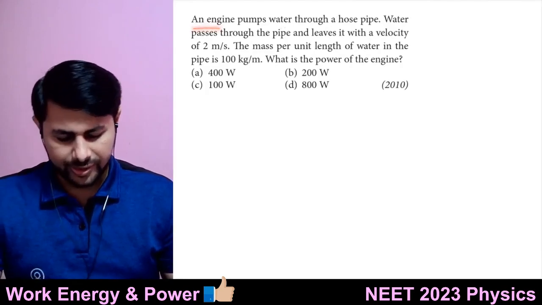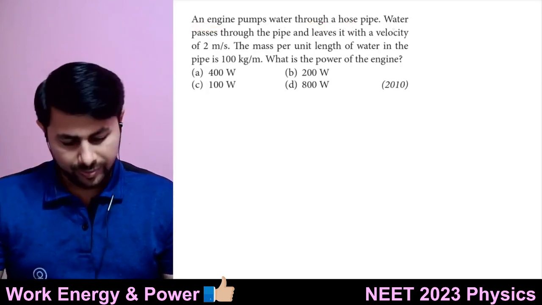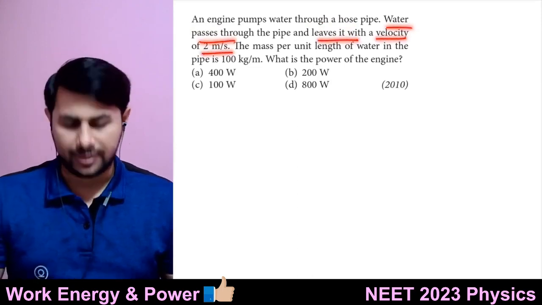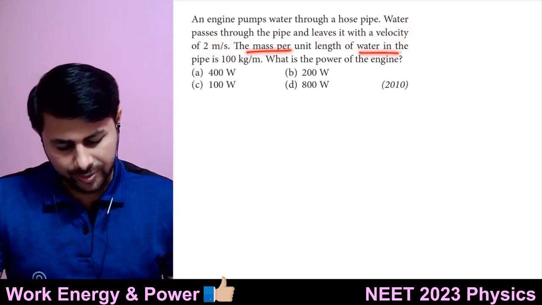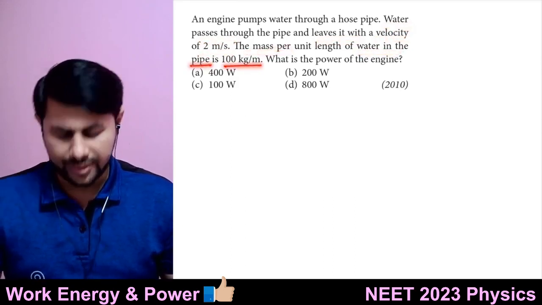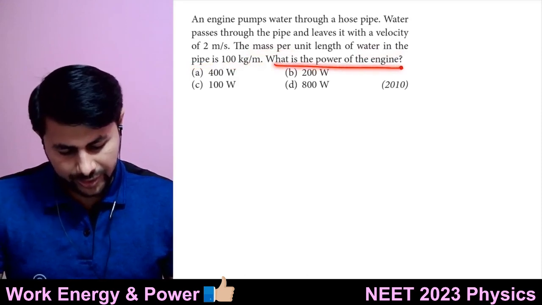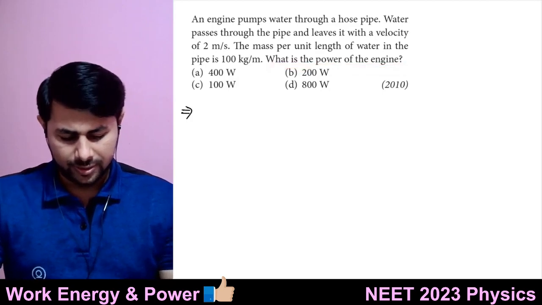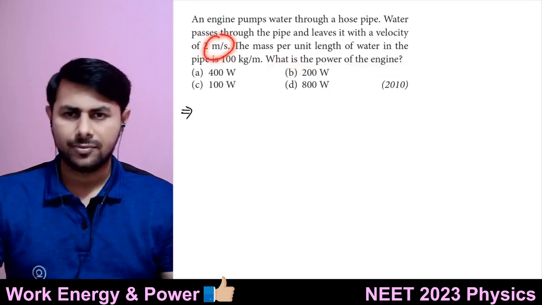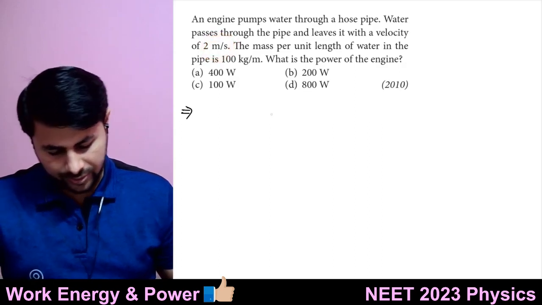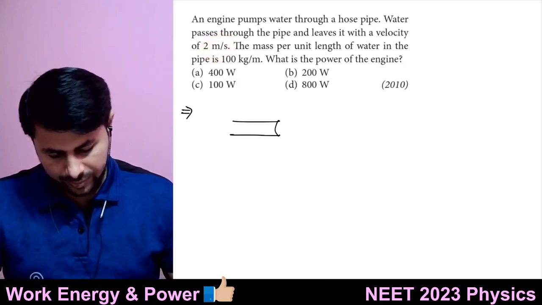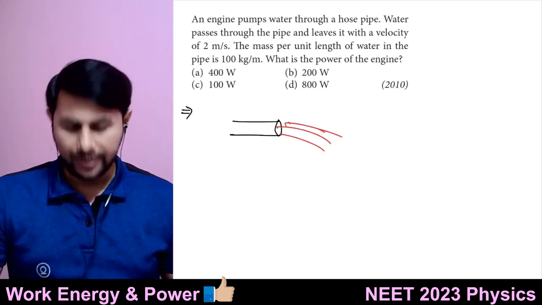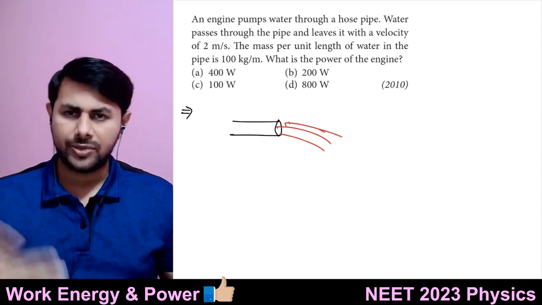An engine pumps water through a hose pipe. Water passes through the pipe and leaves it with a velocity of 2 meters per second. The mass per unit length of water in the pipe is 100 kg per meter. What is the power of the engine? Here velocity is given. Suppose this is the hose, and water comes out of this hose with some velocity.